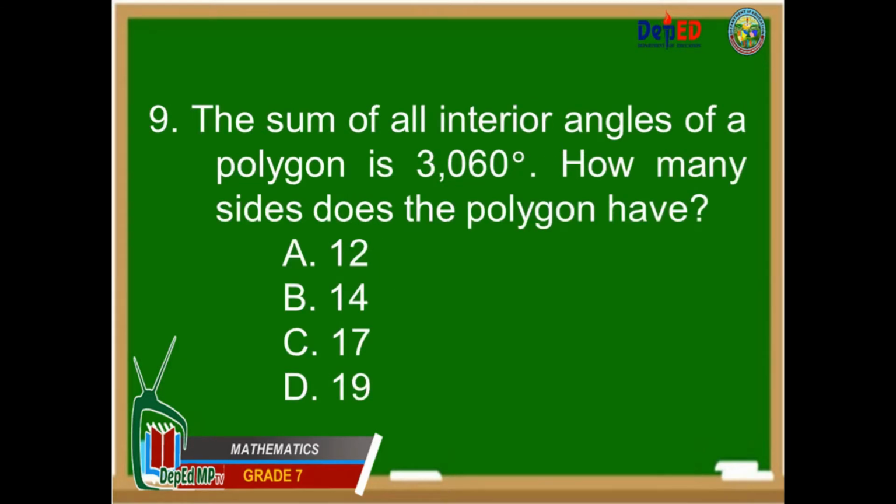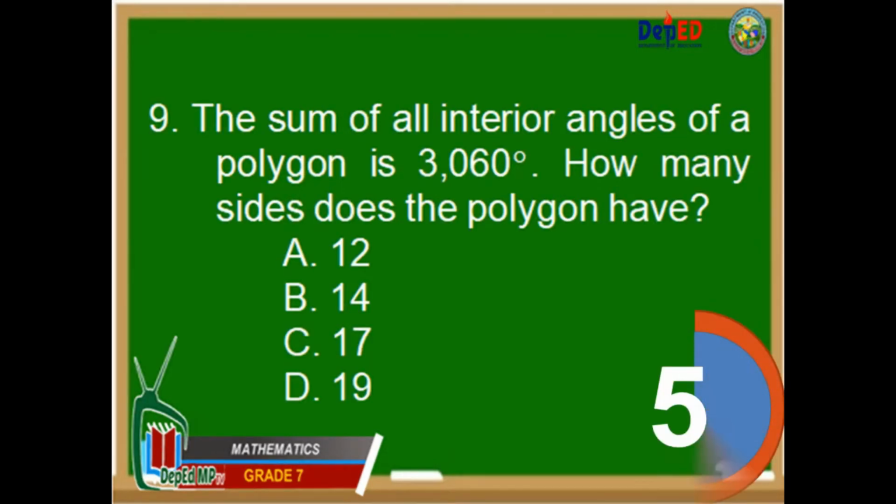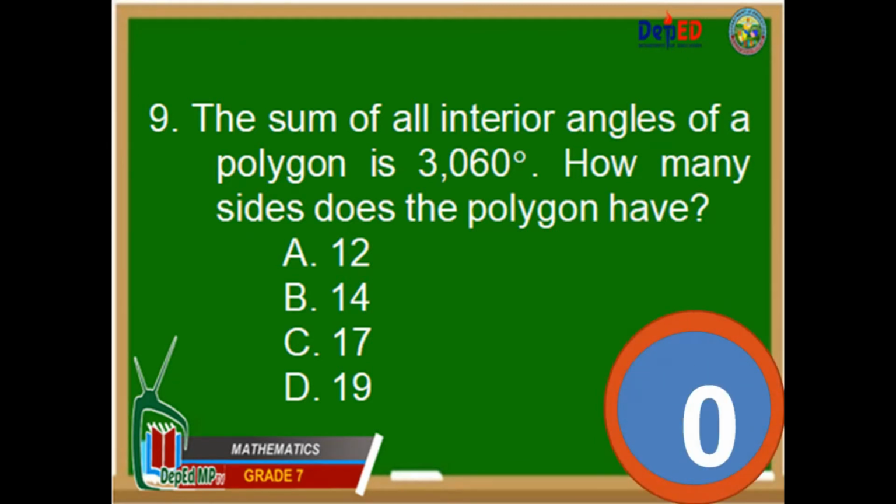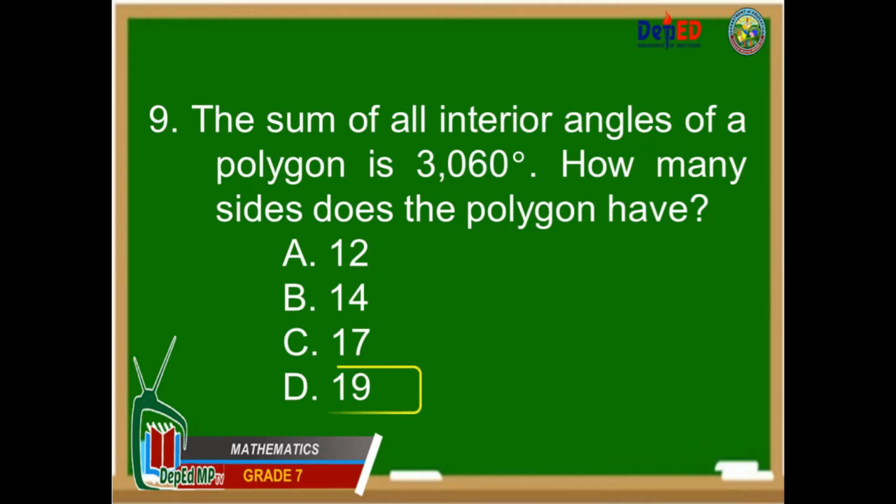Number 9. The sum of all interior angles of a polygon is 3060 degrees. How many sides does the polygon have? Letter A, 12. Letter B, 14. Letter C, 17. Letter D, 19. And the answer is letter D.